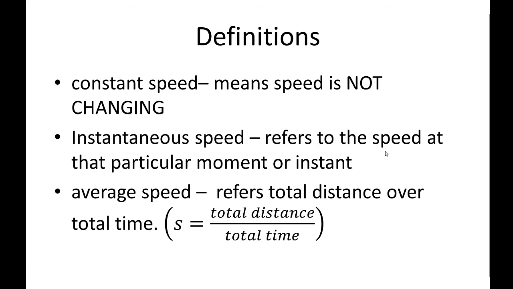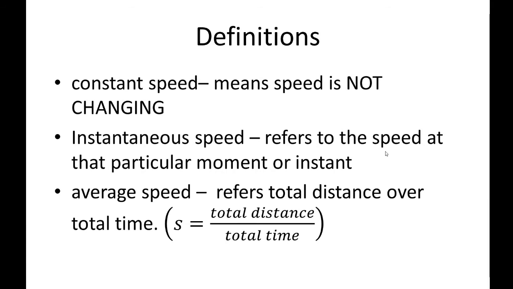Instantaneous speed refers to the speed at that particular moment or instant. So, for example, when you look at your speedometer of the car, you see that the reading is 90 km per hour. Then the instantaneous speed of your car is 90 km per hour. Let's say after 3 seconds, it is now 70 kilometer per hour. That means you're slowing down. That means the instantaneous speed of the car is at 70 kilometer per hour. So whatever is the reading, that is the speed at that particular instant. And we call that one instantaneous speed.